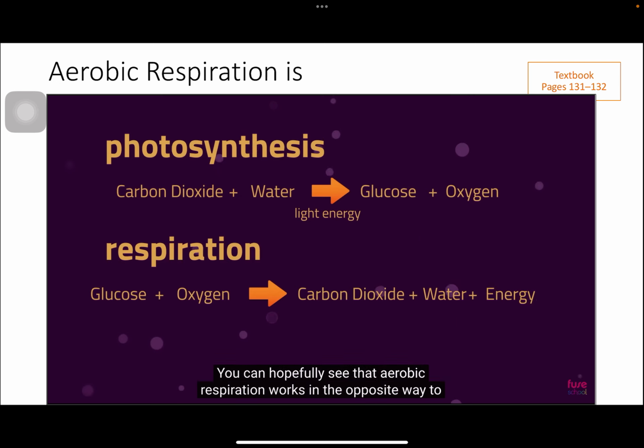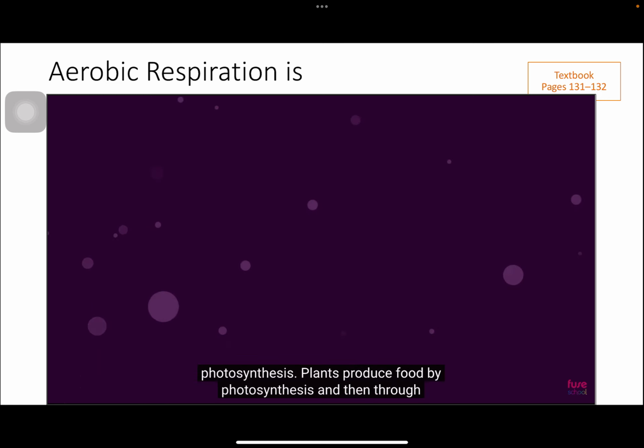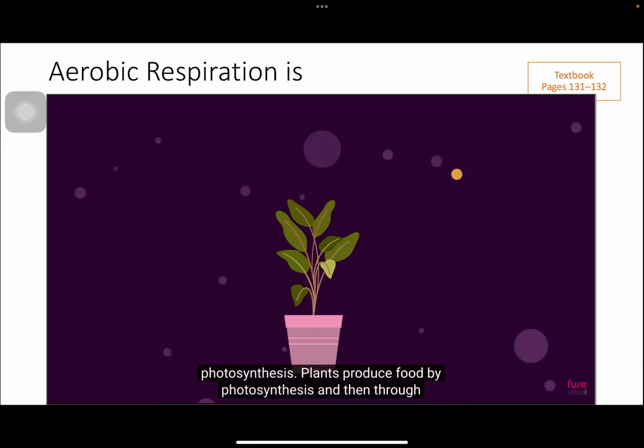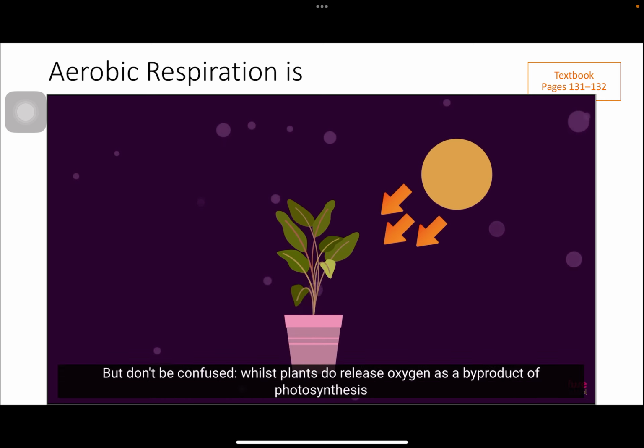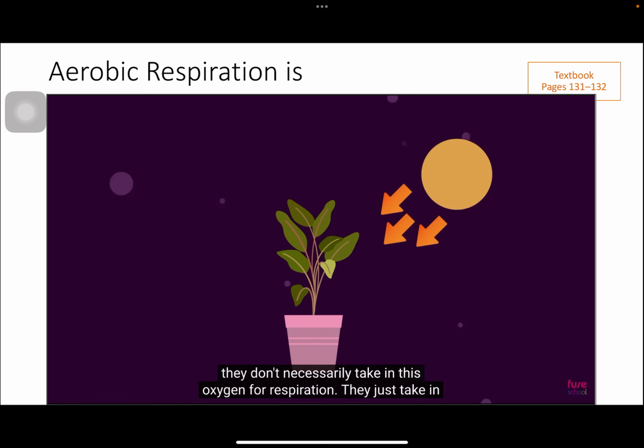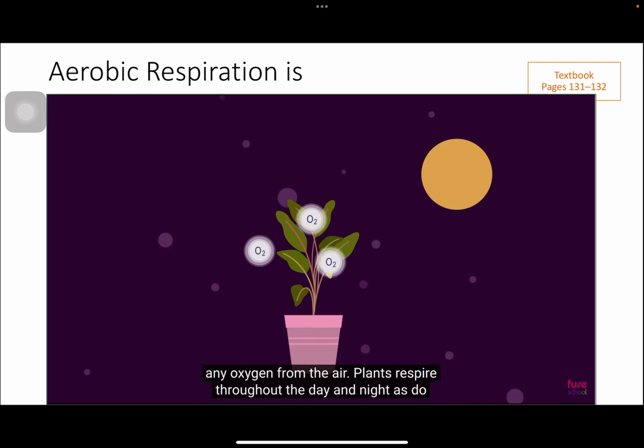You can hopefully see that aerobic respiration works in the opposite way to photosynthesis. Plants produce their food by photosynthesis and then through respiration release energy from it. But don't be confused. Whilst plants do release oxygen as a byproduct of photosynthesis, they don't necessarily take in this oxygen for respiration. They just take in any oxygen from the air.